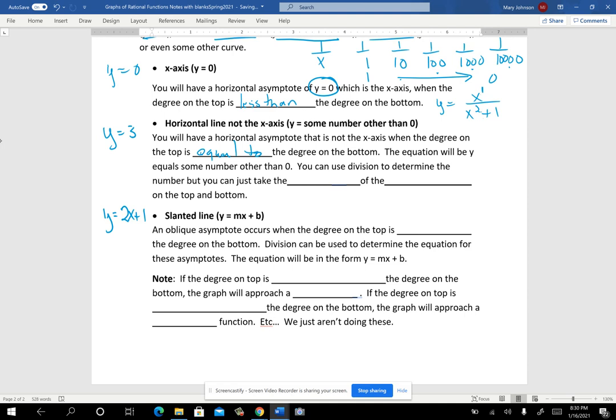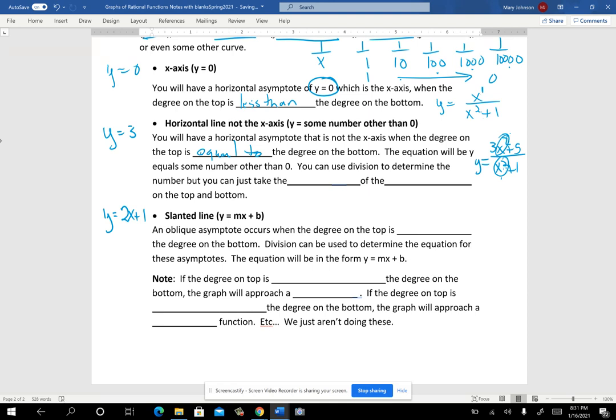So like if your function was y equals 3x squared plus 5, and down here we had x squared minus 1 or plus 1, then with the x squareds being the same like that, the degree of the top and the bottom is 2. Okay, degree's the same. And so you're going to wind up having a horizontal asymptote at y equals 3.